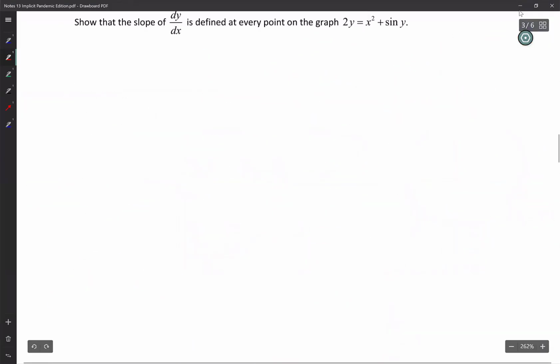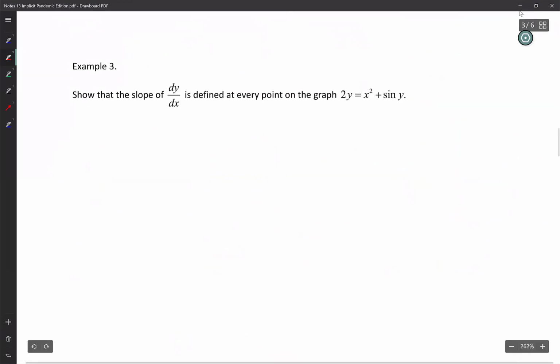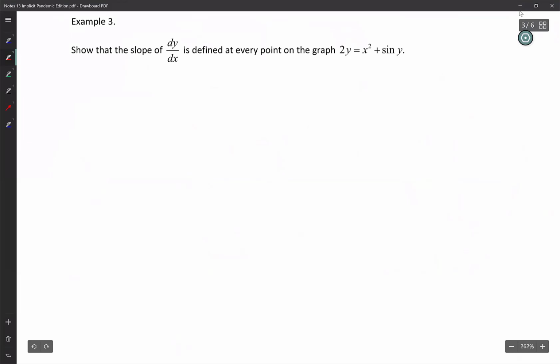Okay, let's continue. I think the more practice we get, the better you're gonna get. It says show that the slope dy dx is defined at every point on the graph 2y equals x squared plus sine y. Okay, let's see what they're talking about. They want to make sure that it's defined everywhere. So that means that I always have a real number. So let's just take a derivative and see what's up.